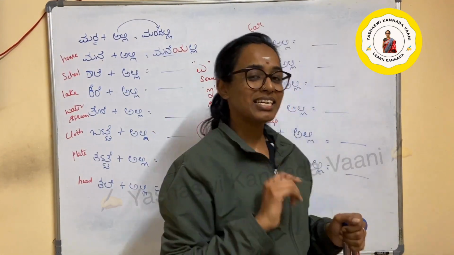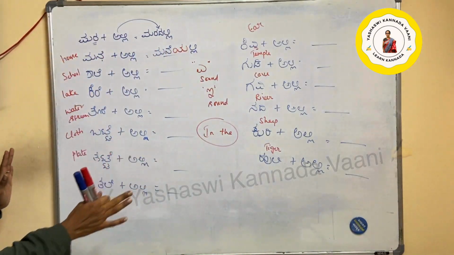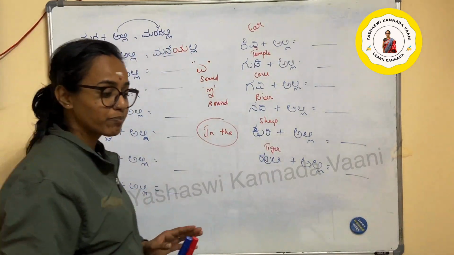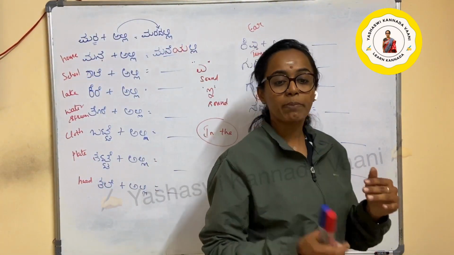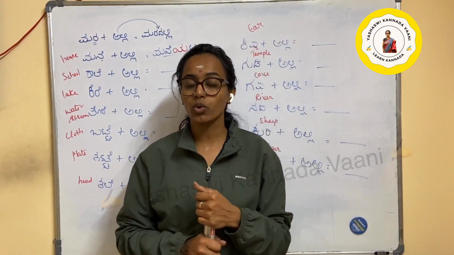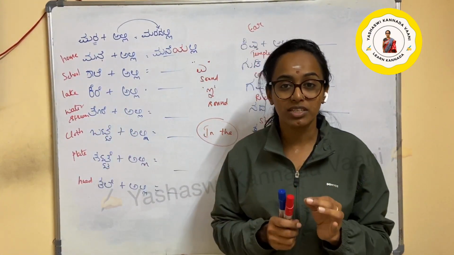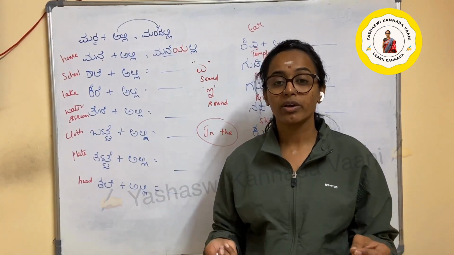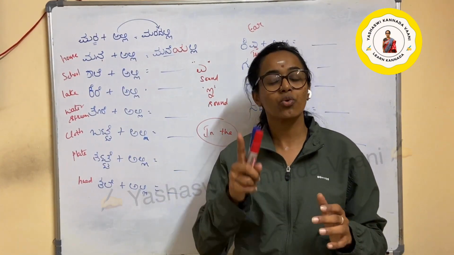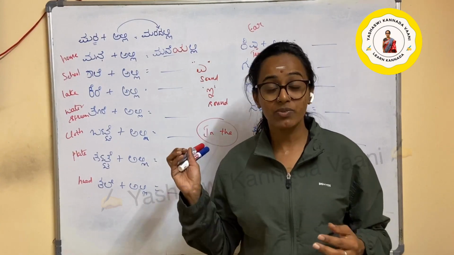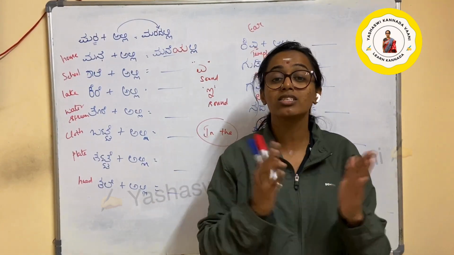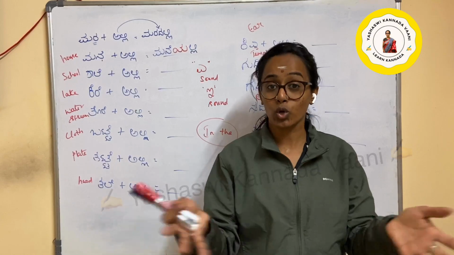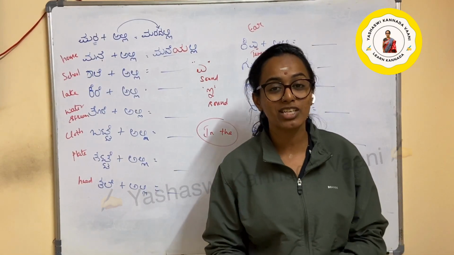Clear? So that's it. Today copy down this, practice it, and take out a textbook or newspaper or storybook, whatever you have, and find out these kinds of words. And do let me know in the comment section which words you found. If you have any doubt, let me know in the comment section or write a mail to yashaswikannadavaani. Share this video with your friends who are struggling to understand the split and write, bidisi barayiri or kudisi barayiri, who are finding it difficult.